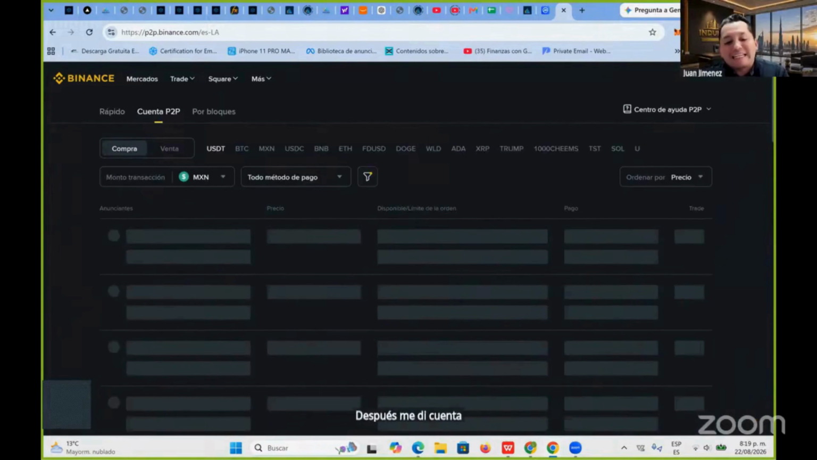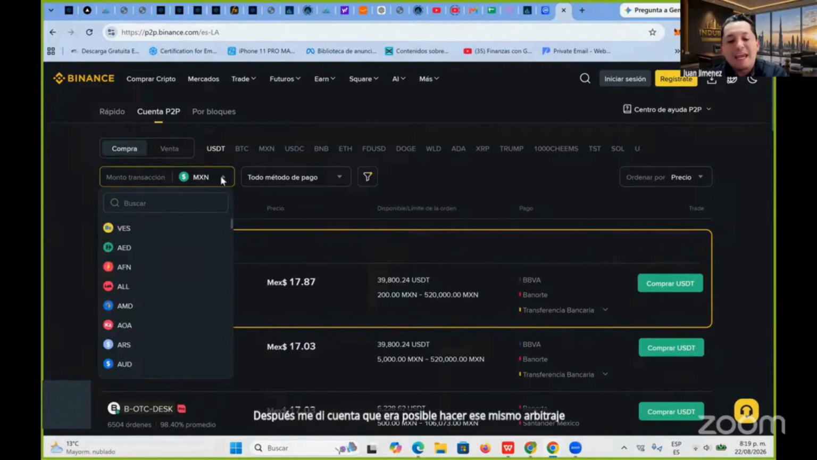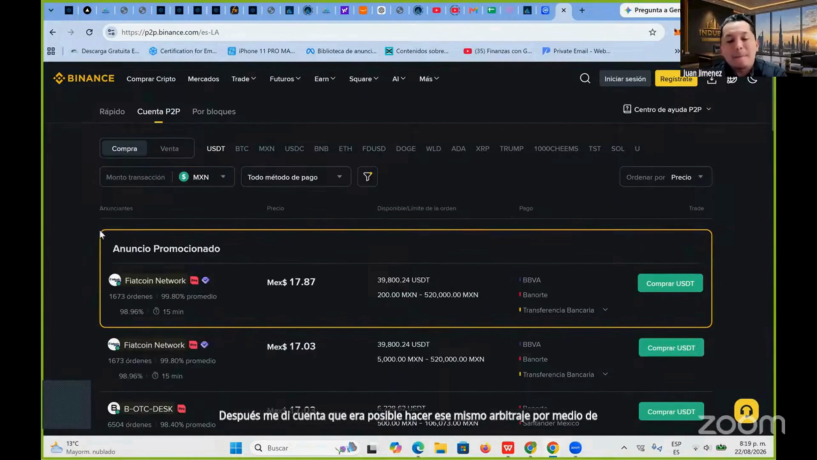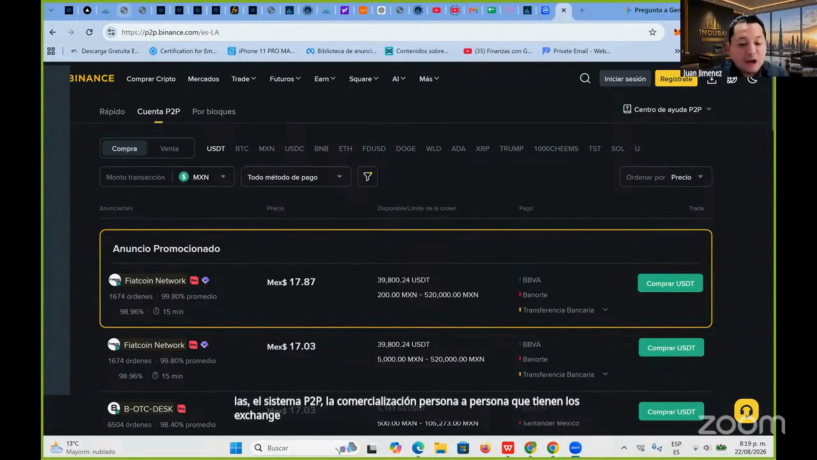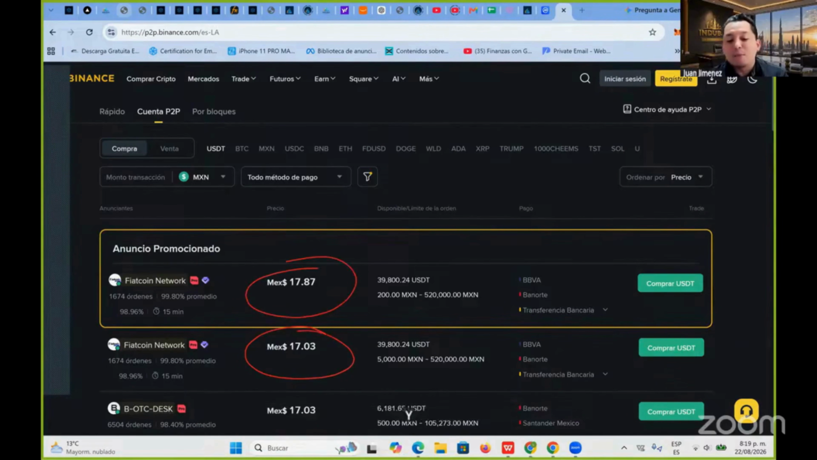Later, I realized that it was possible to do that same arbitrage through the P2P system, the person-to-person trading that exchanges have. So I would buy this, look at 17.03 and sell at 17.87. The same asset: USDT, Bitcoin, Ethereum. But what happens? That you need to use traditional financial entities. And this is where the limitation exists.